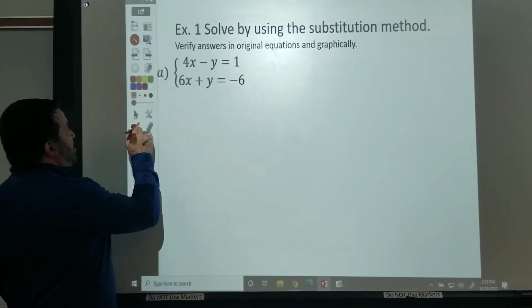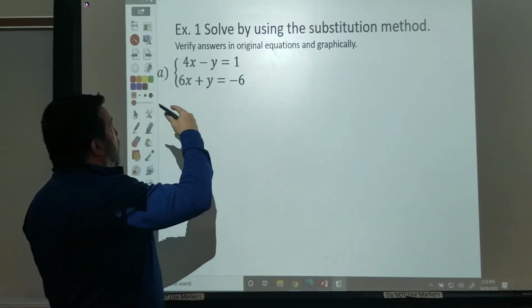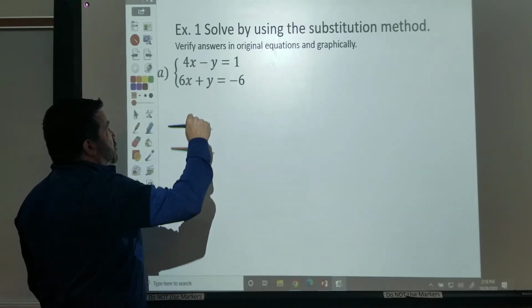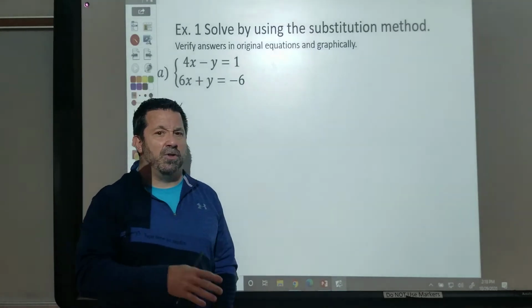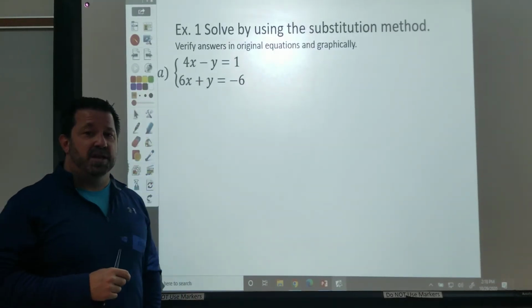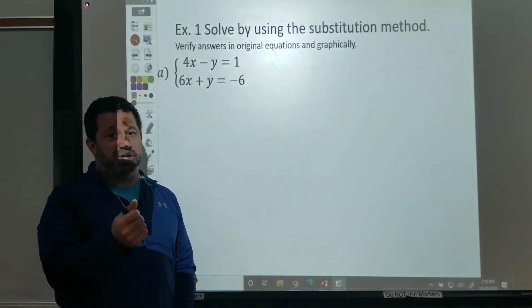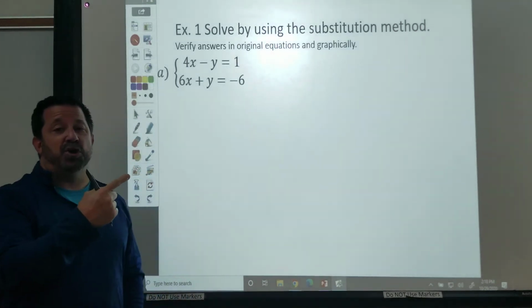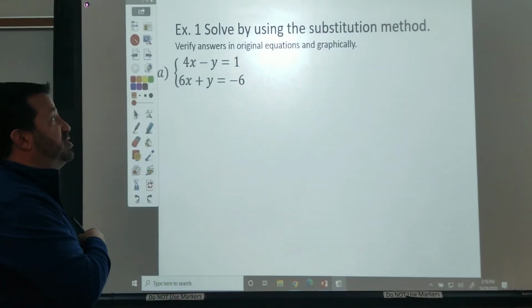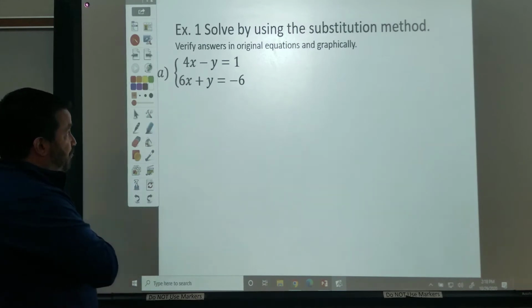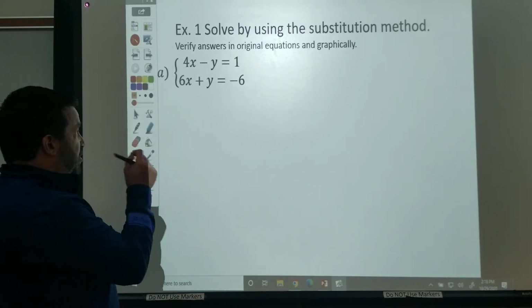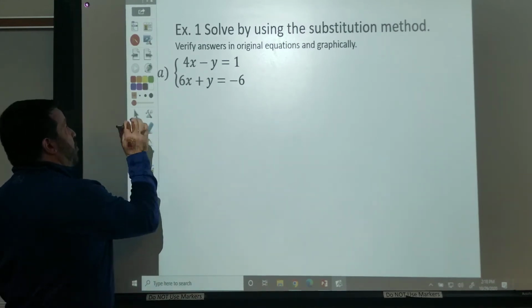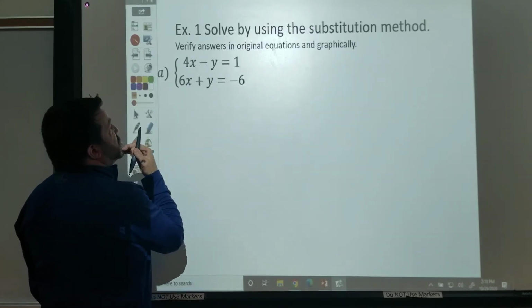So here I have a system: 4x minus y equals 1, and 6x plus y equals negative 6. If you think you have a handle on solving using the substitution method, my suggestion is pause the video, go through and solve this yourself, and then check to see if you do it the same way that I do. So, I'm going to assume that you've already done that, and when I look at this, I'm looking to solve for one of the variables.